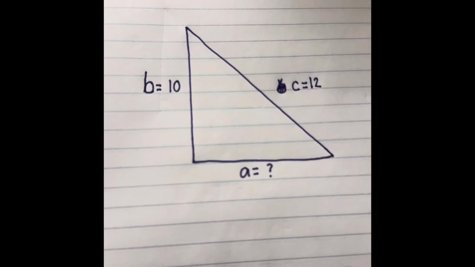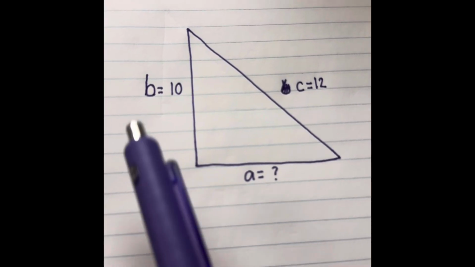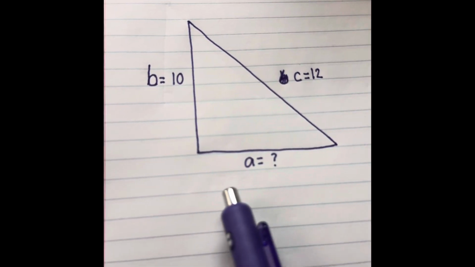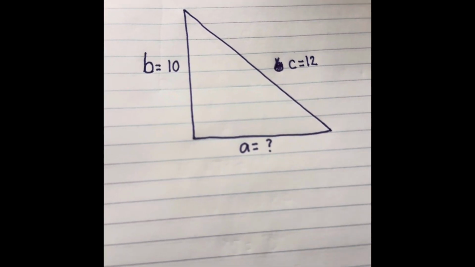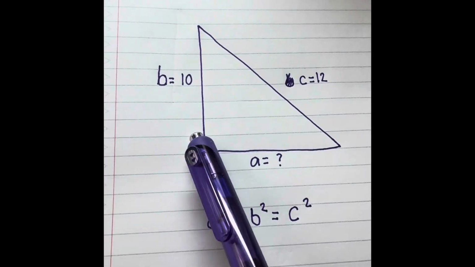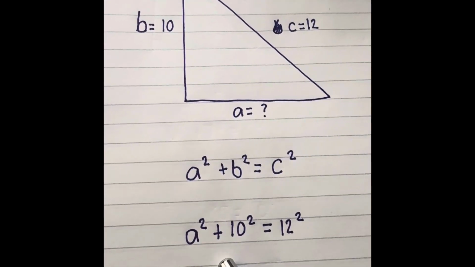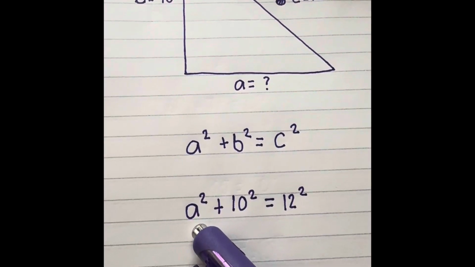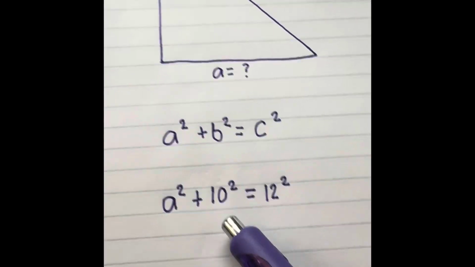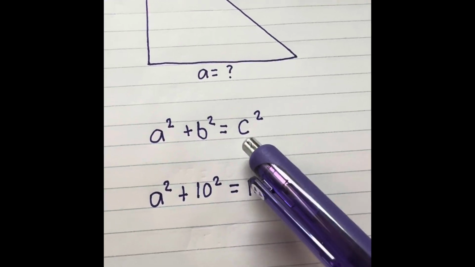Here is a problem where we would work backwards with the Pythagorean theorem. Here we have b is 10, c, our hypotenuse, is 12, and we need to find a. Once again, we will use our formula and plug in these numbers. Here we have it plugged in. Since we don't know a, we'll just bring it down here. Since b is 10, it goes here as 10 squared, and our answer for c is 12 squared.